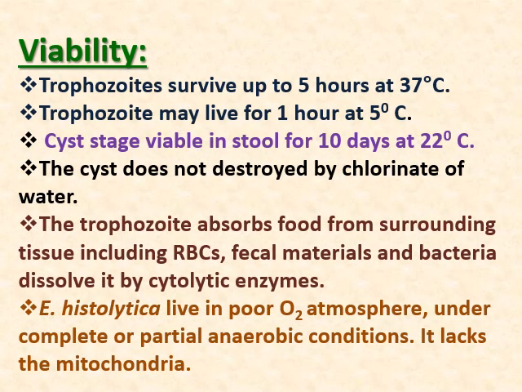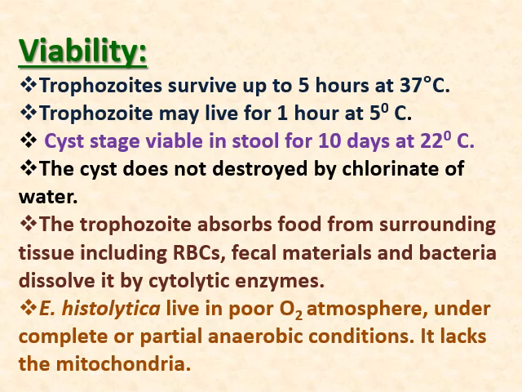Viability. Trophozoites survive up to 5 hours at 37 degrees and may be alive for 1 hour at 5 degrees centigrade. The cyst stage is viable in stool for 10 days at 22 degrees centigrade. The cyst is not destroyed by chlorination of the water. This is a good note for Entamoeba histolytica: it is not destroyed by chlorinating the water.